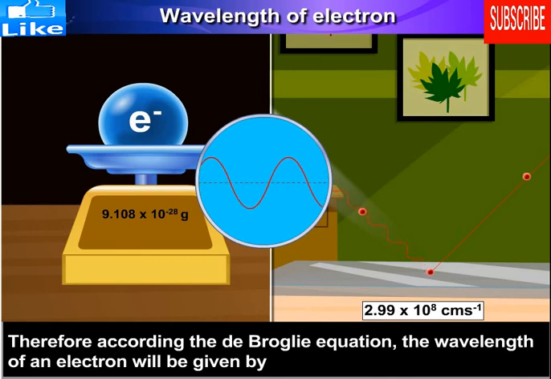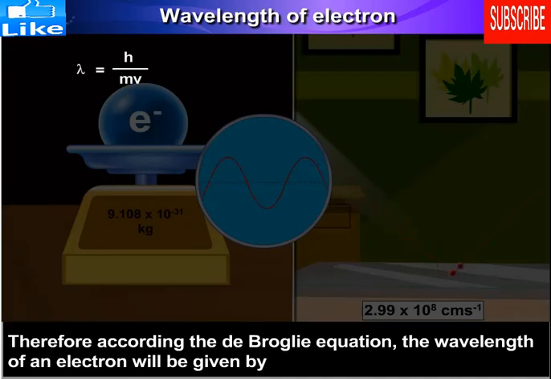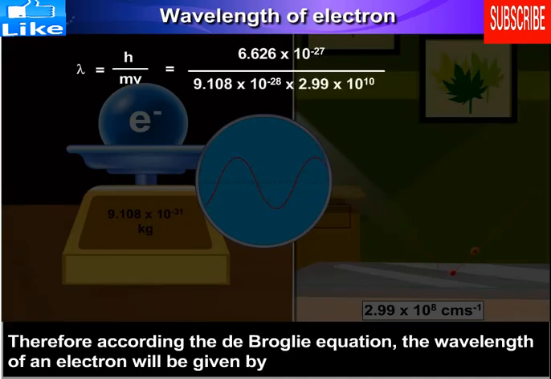Therefore, according to the de Broglie equation, the wavelength of an electron will be given by lambda equals h upon mv equals 6.626 multiplied by 10 raised to minus 27 upon 9.108 into 10 raised to minus 28 into 2.99 into 10 raised to 10, equals 2.43 multiplied by 10 raised to minus 10 centimeters, equals 0.0243 Angstrom unit.